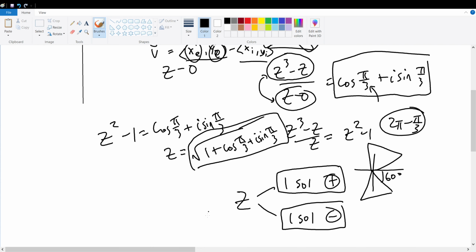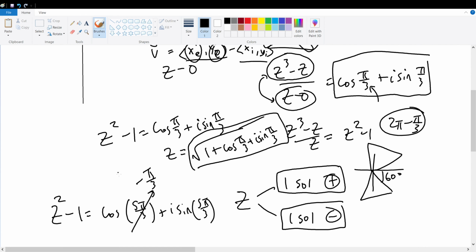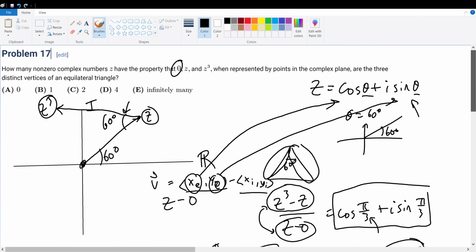So we have to consider the second case, which is that z squared minus 1 can also equal cosine of 2 pi minus pi over 3, which is just 5 pi over 3, plus i sine of 5 pi over 3, which can be the same thing as just a negative pi over 3 rotation, because that's clockwise. So in other words, we have another positive and negative pair because we have another z. So we have 2 times 2, which gives 4. So in total, we have 4 solutions, bringing you to answer choice D.